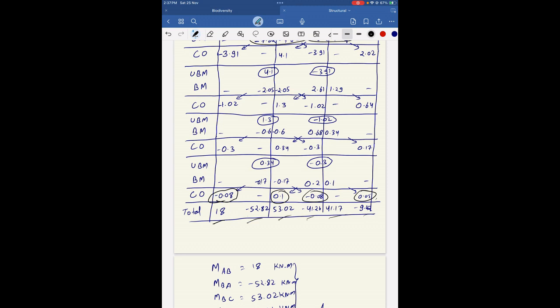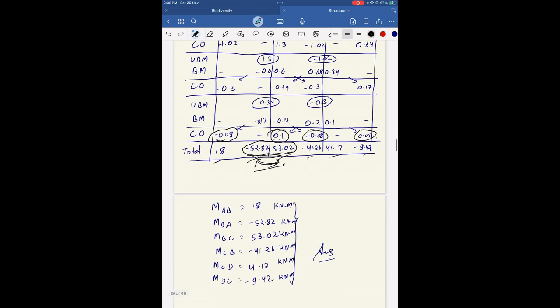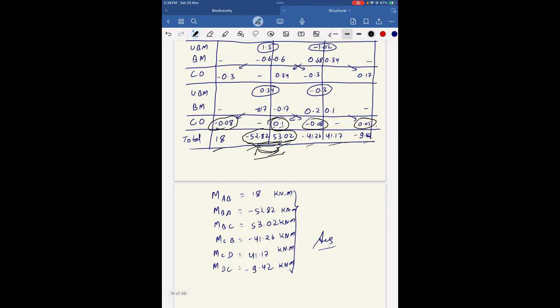So here we can see that at joint B the left hand moment is 52.82 and right hand moment is 53.02. So this comes out to be similar, like summation of these two should be 0, but since we have stopped our iteration at 0.01, some discrepancy comes here, like some moment is not 0. But if we do this iteration infinite times, then we get these two nearly equal, nearly similar.